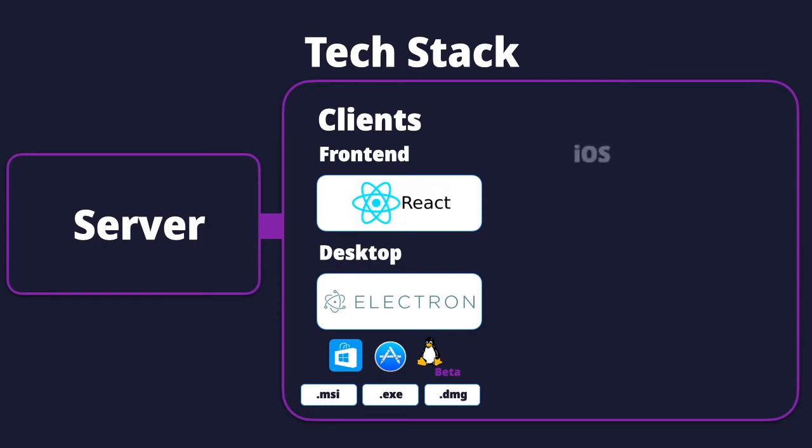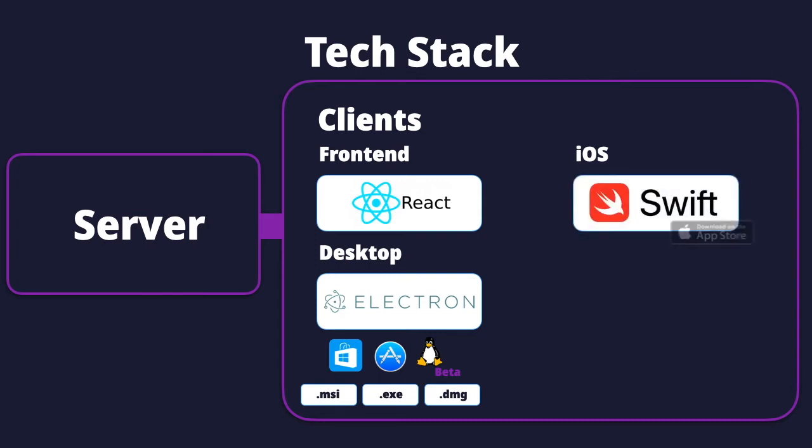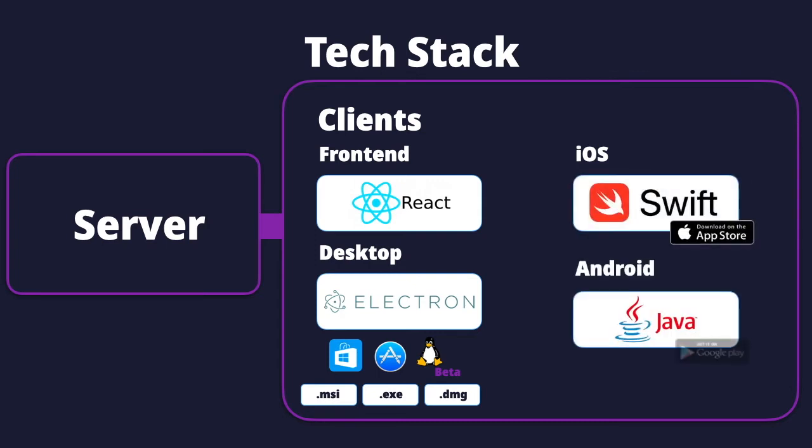We have native mobile apps. We have an iOS app and an Android app. Of course, the iOS app is built with Swift. The Android app is built with Java, and both can be found on the respective app stores, Google Play and the Apple App Store. Let's continue with networking.